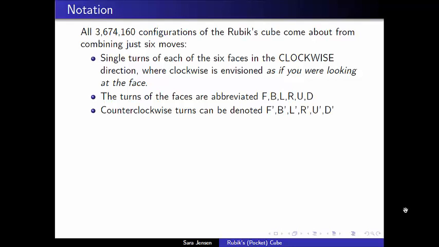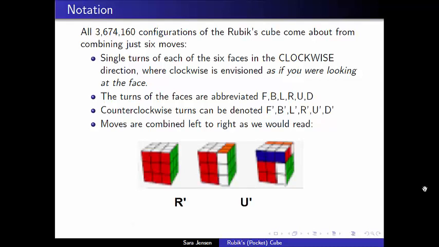And what we're going to do when we indicate that a face is being turned counterclockwise as opposed to clockwise by convention is we'll put these little apostrophes after each of the different face names, and I'm going to actually refer to them as primes. So I'm going to say out loud F primed to mean turn that face counterclockwise.